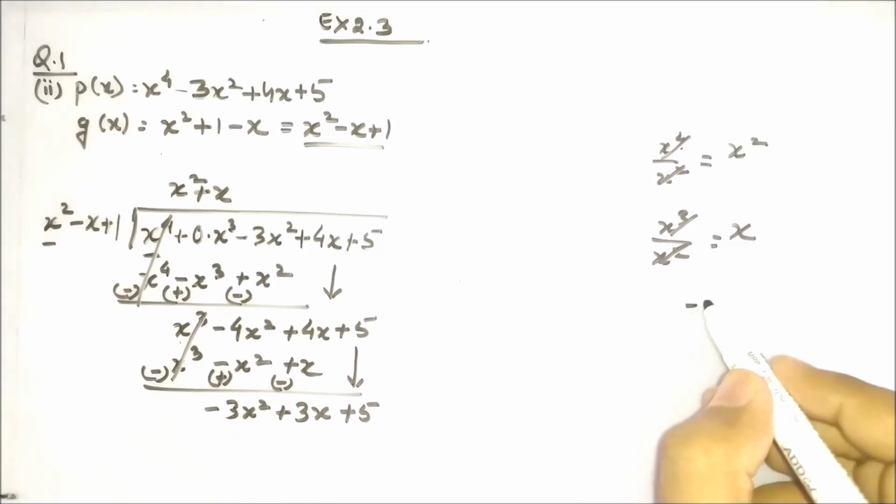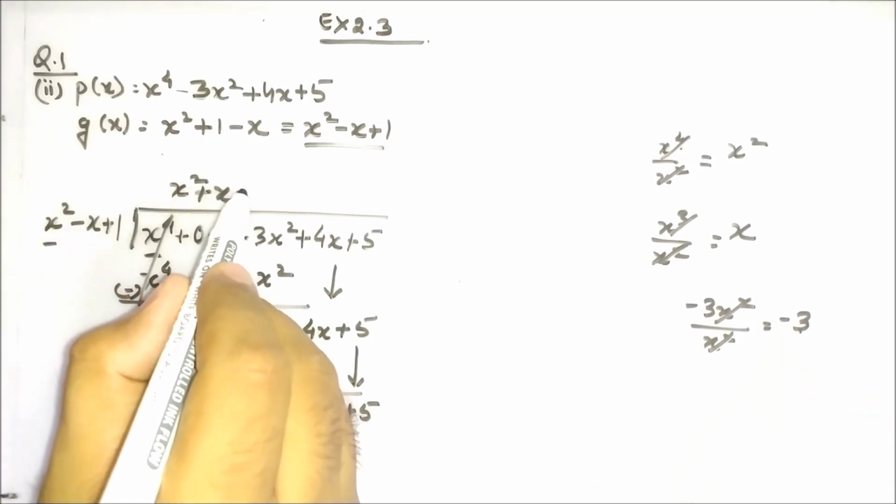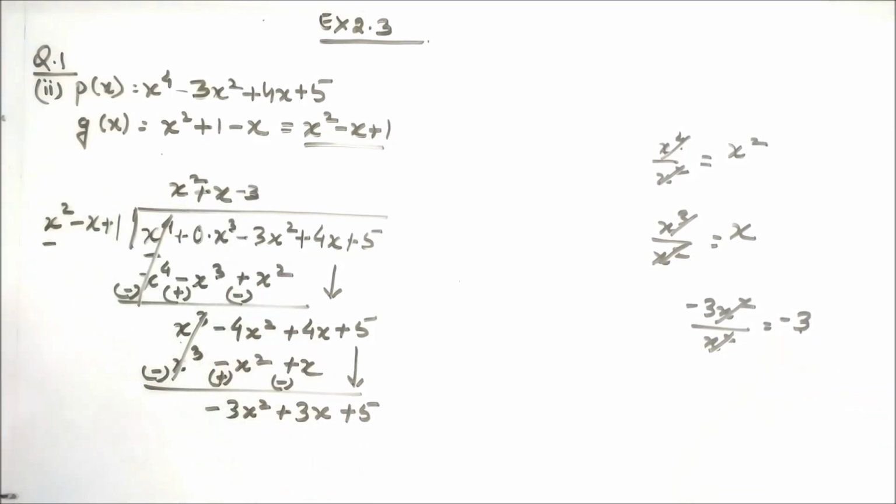Again we have minus 3x square as our first term here, and here we have the first term as x square only. So this x square will get cancelled and you will get minus 3 here. So minus 3 will come here in the quotient, and minus 3 into x square, that will give you minus 3x square. Minus 3 into minus x, that will give you plus 3x, and minus 3 into plus 1 will give you minus 3 only. We are multiplying this minus 3 with this complete expression. So this will be plus, as the sign will change. This is minus and this is plus.